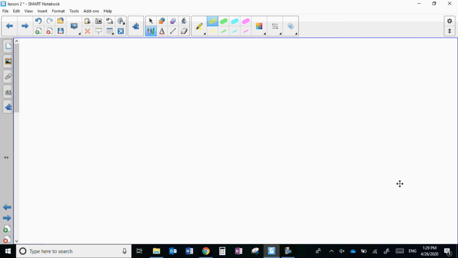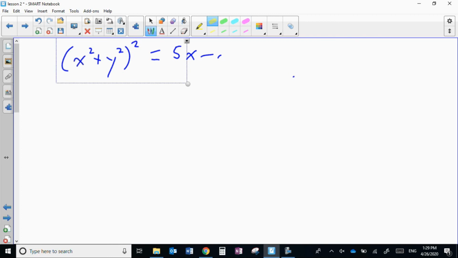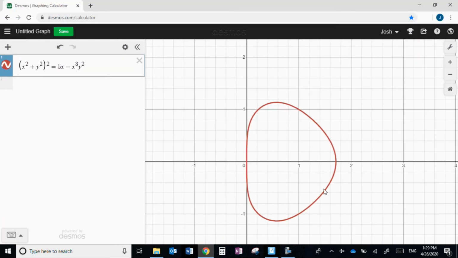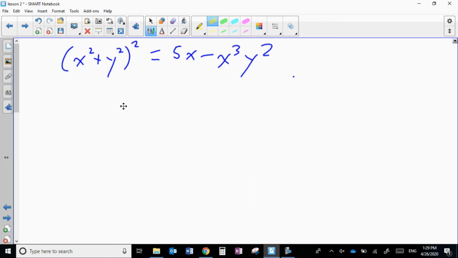Let's do one more example, and this one's going to be a very challenging one. Take a look at this mess of an equation. X squared plus y squared is equal to 5x take away x cubed y squared. Okay, and if I put that in Desmos, there's that rather odd-looking blob of a shape that it ends up making. How can we take the derivative of this and then actually solve for dy by dx? This one's a little bit challenging.